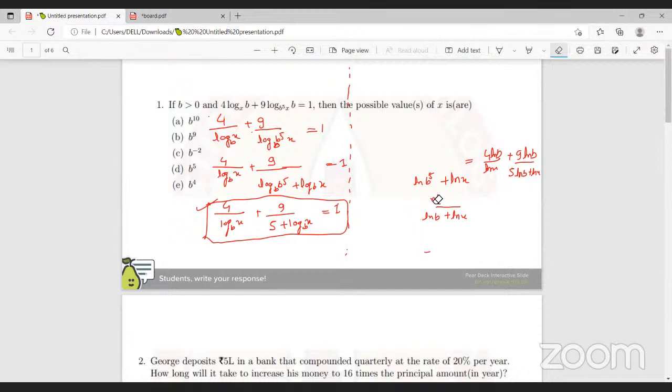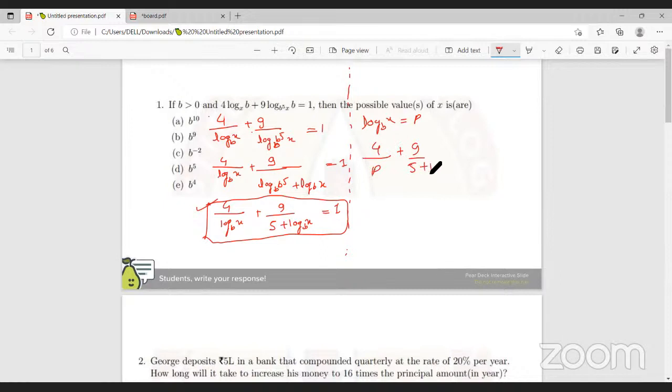So I did up to this, but I'm not able to simplify after that. Okay, I do it by ln. So you got this expression, right? Yes, sir, but I'm not able to do anything with the logs. Just put log of x to the base b equals p. So 4 upon p plus 9 upon 5 plus p equals 1.